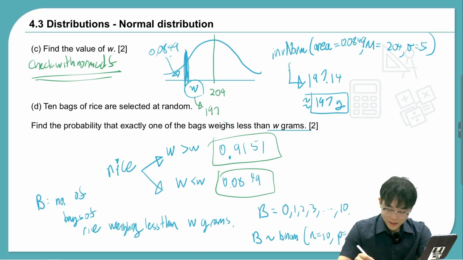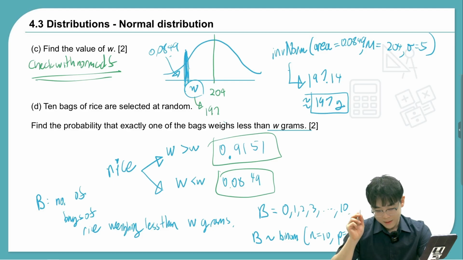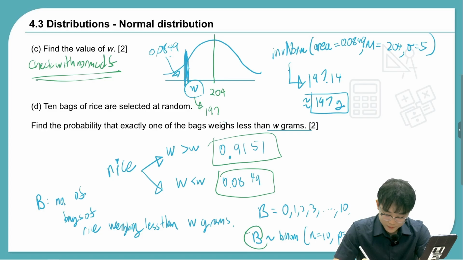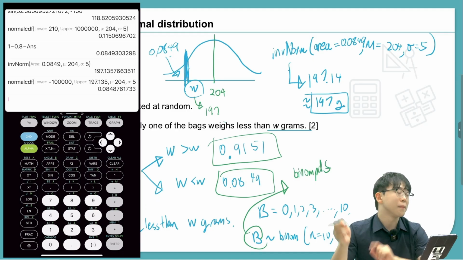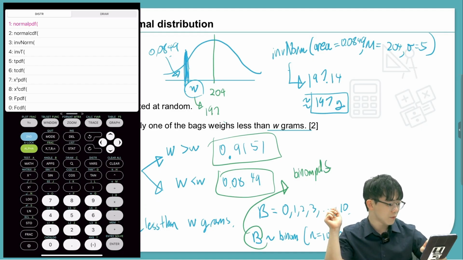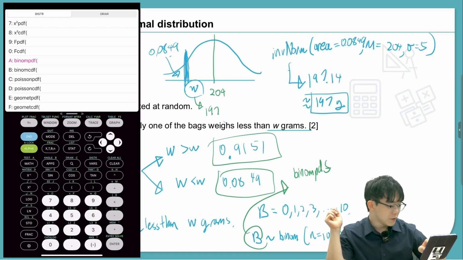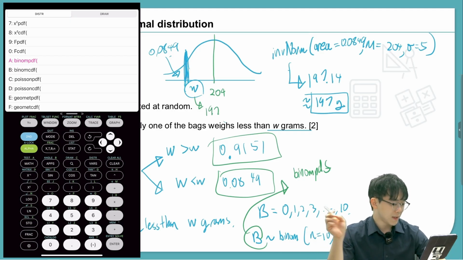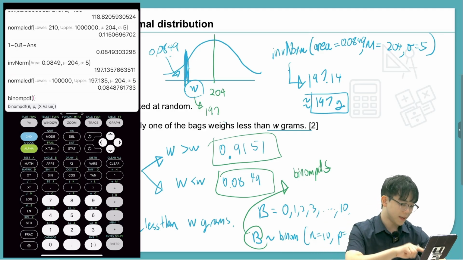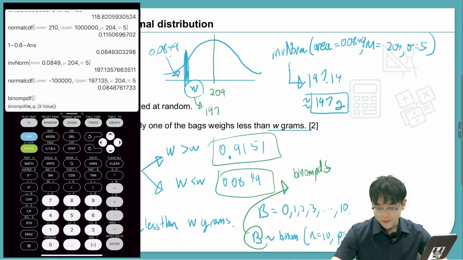Okay, so in this case, we're actually looking for one of the bags to be less than W grams, right? So what we would do is for this particular variable B, we're going to use binom PDF. If you go to binom PDF in second distributions or variables, you can go straight down. You'll see the collection of functions like binom PDF, CDF, Poisson PDF, CDF, and geometric PDF, CDF. So in this case, you want to go to binom PDF. It gives you the probability that our variable will take a certain value.